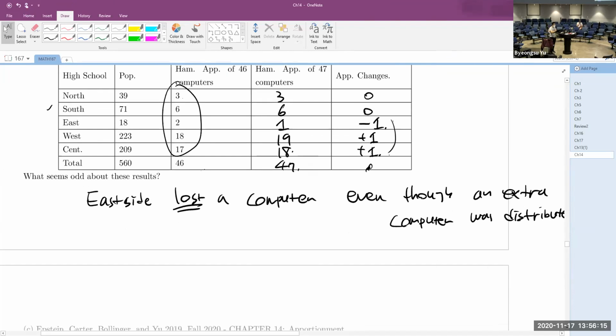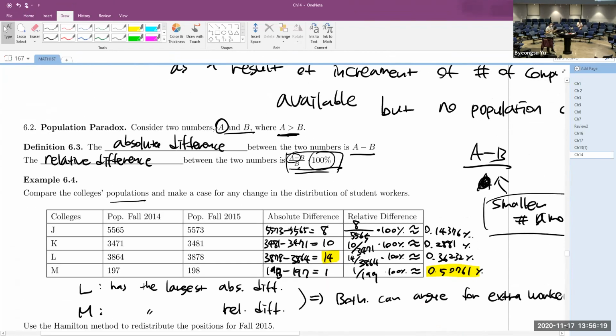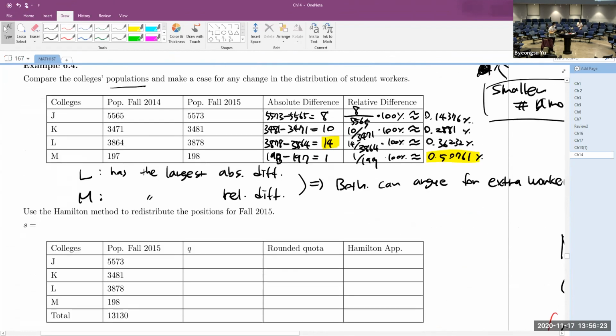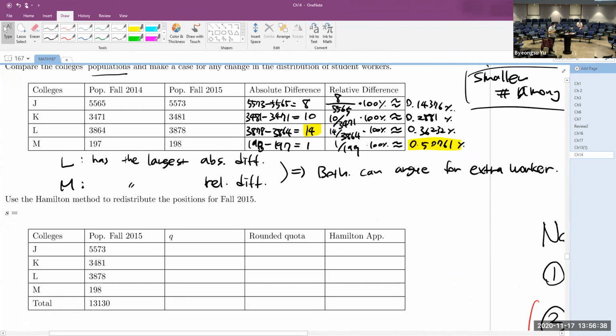So that's the Alabama paradox. And the next paradox is the population paradox. Population paradox means that even if you have some largest relative difference, you don't get any more seats because of that. So let's see this example first.